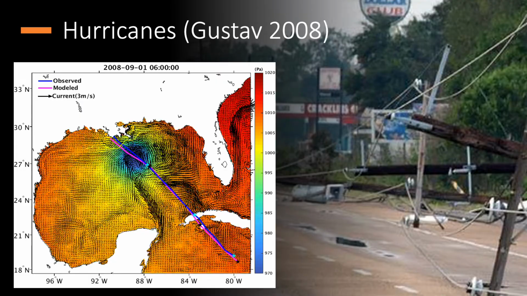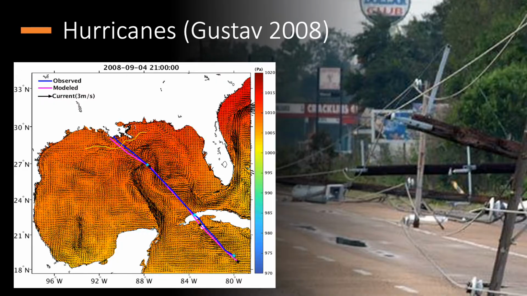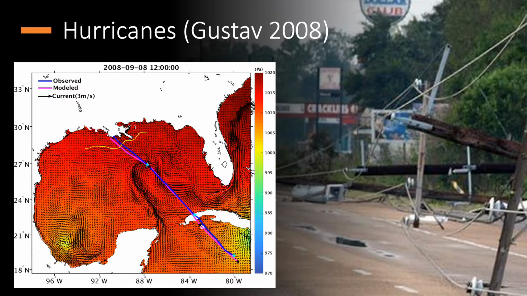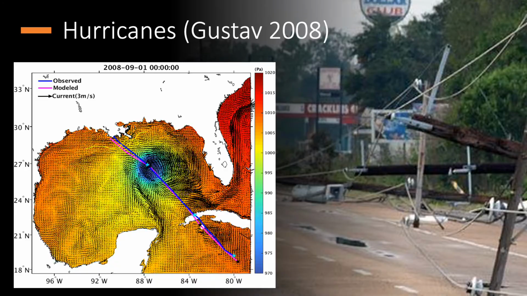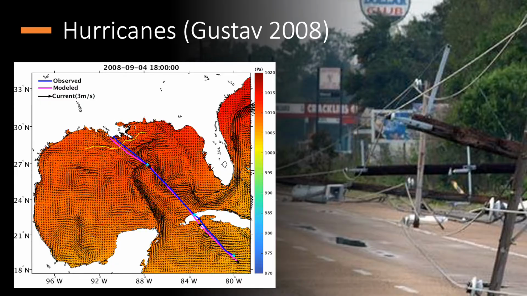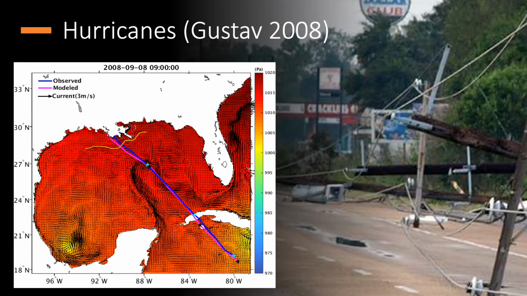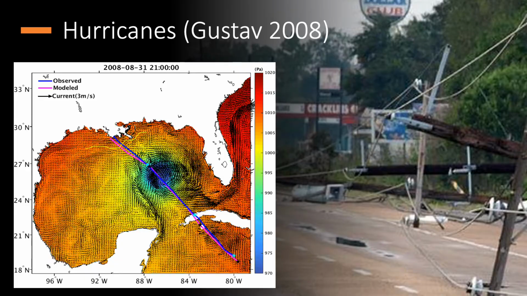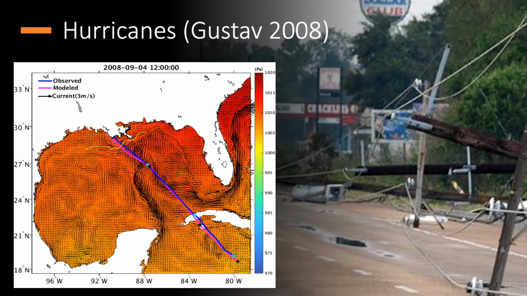We can use supercomputers to simulate hurricanes, of course. For example, I'm showing here a simulation of Hurricane Gustav in 2008. The color map is sea level pressure, and we all know that a hurricane is a low pressure system. So you can see the movement of this low pressure system shown in blue. The simulated track, in blue, agrees very well with the pink track, which is the observation.